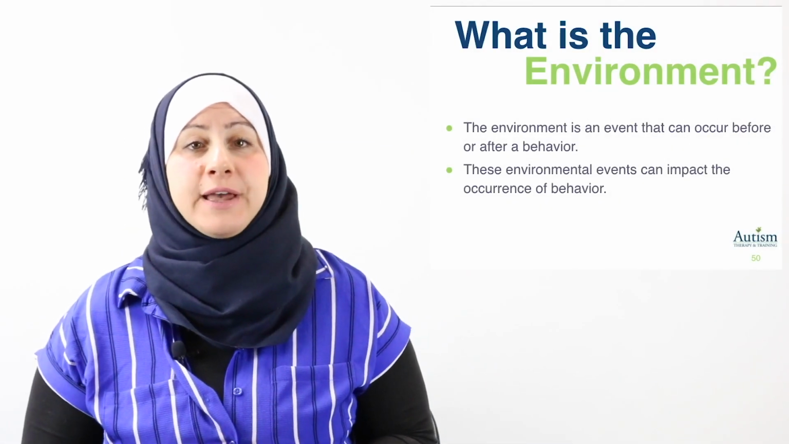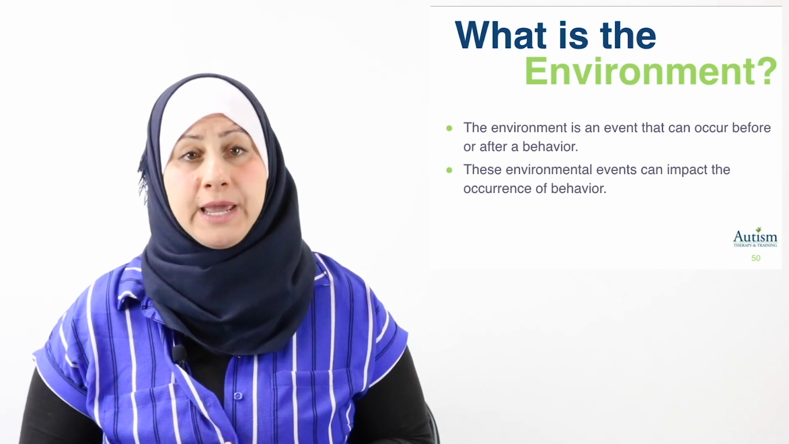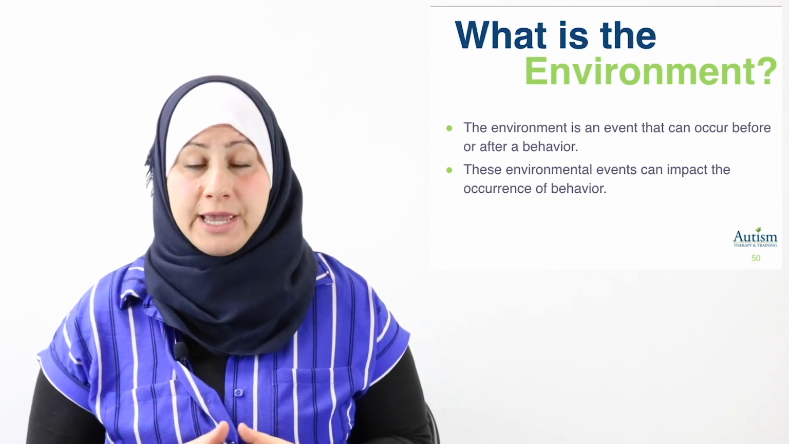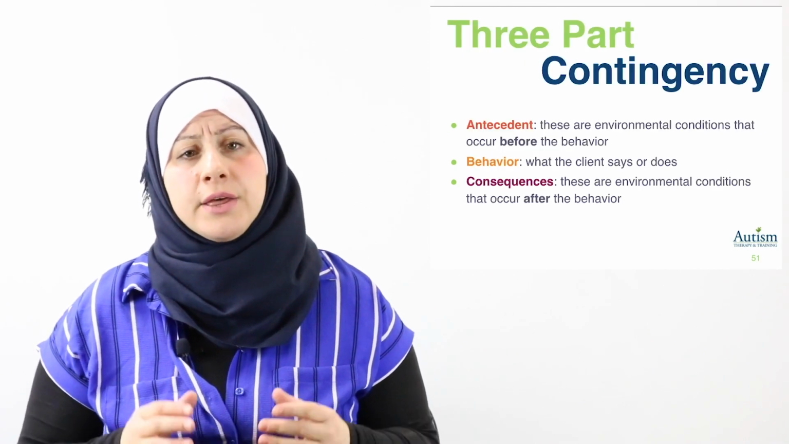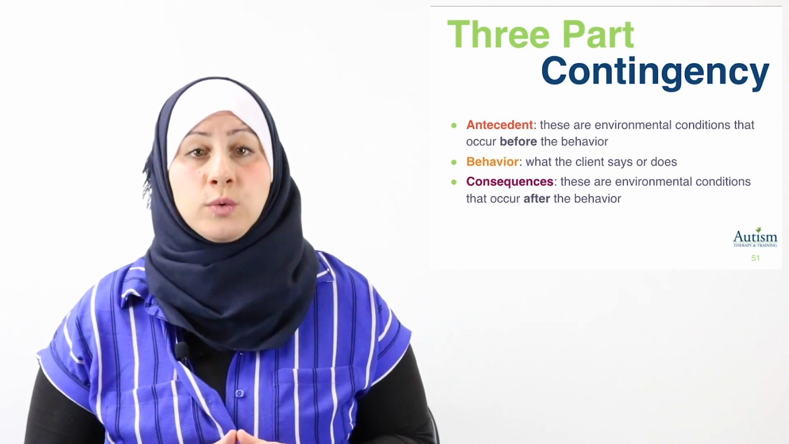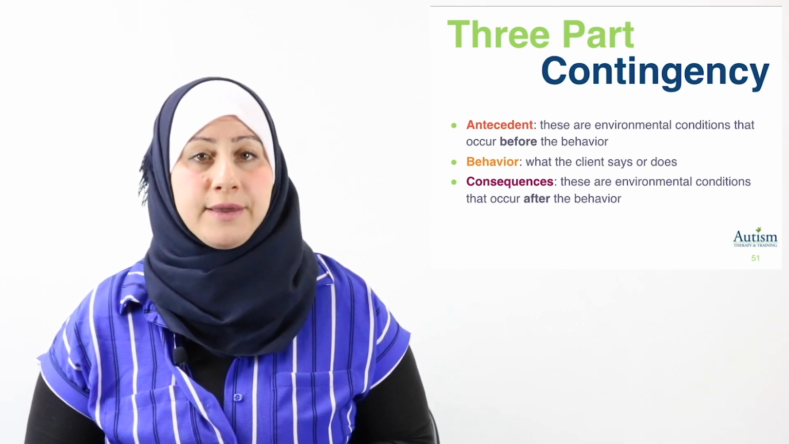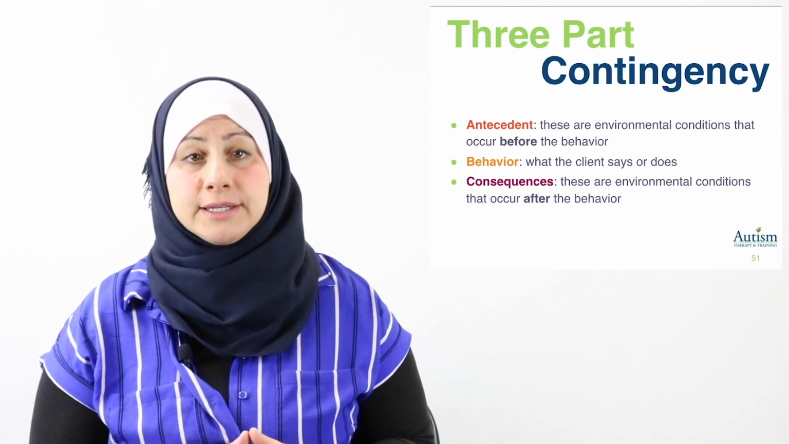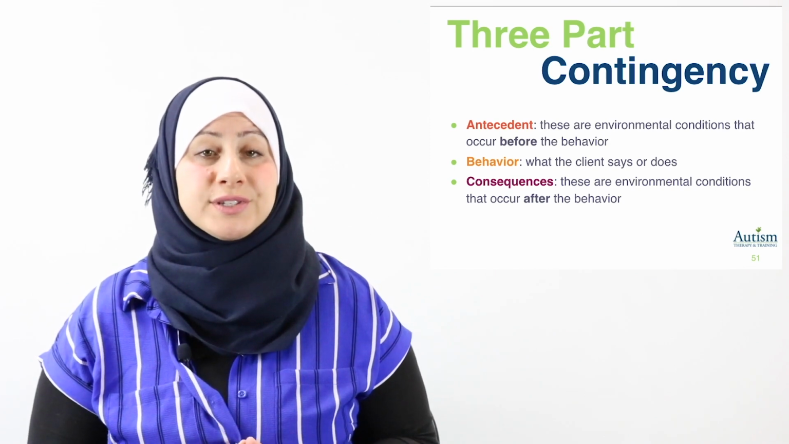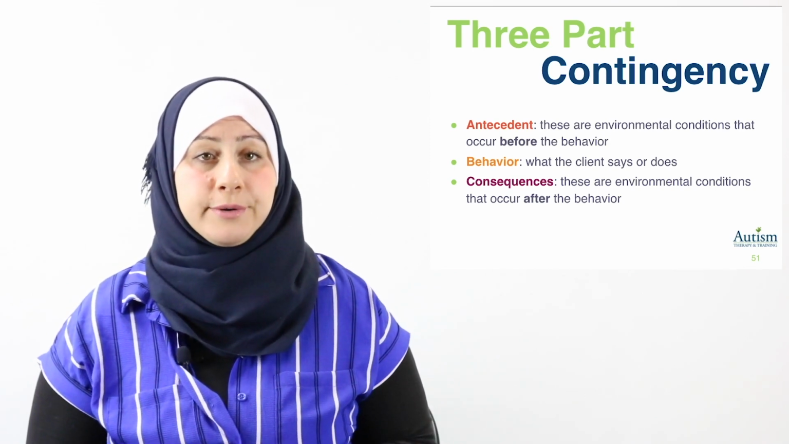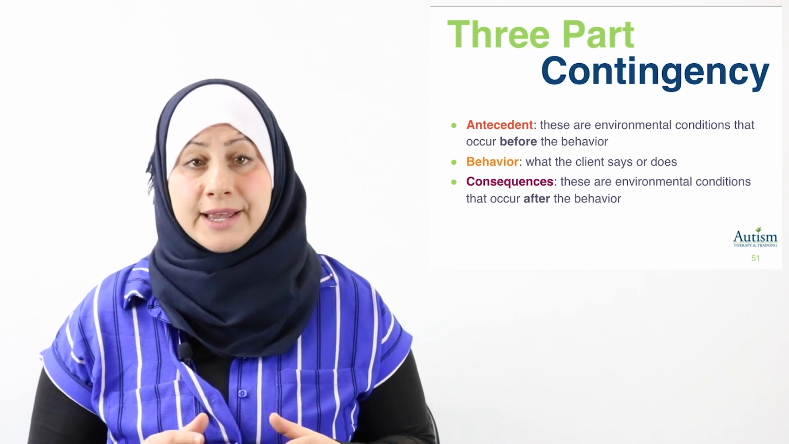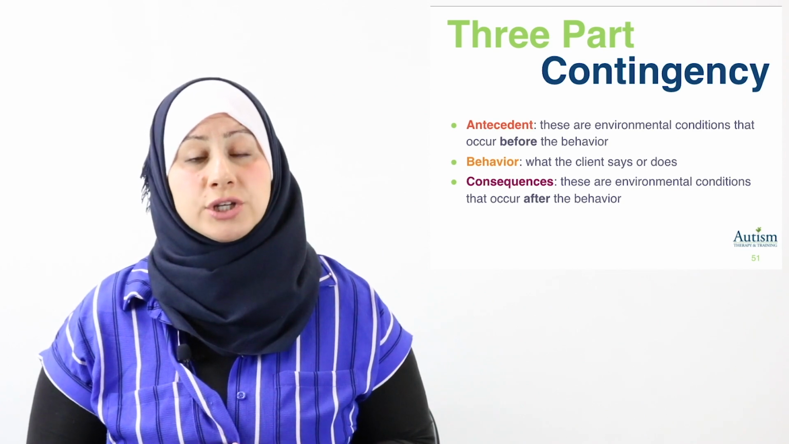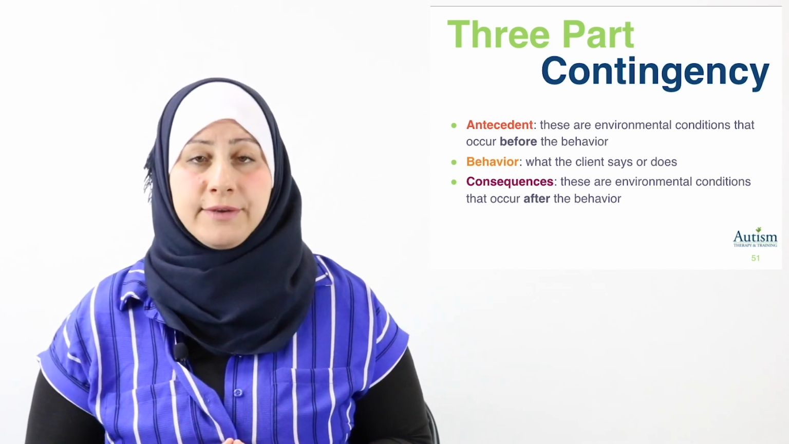The environment is an event that can occur before or after a behavior. These environmental events can impact the occurrence of behavior. There are 3 parts we will look at which are essential when documenting a behavior. This is known as the 3-term contingency. The antecedent is environmental conditions that occur before the behavior. The behavior is what the client says or does. And finally, the consequence is the environmental condition that occurs after the behavior.